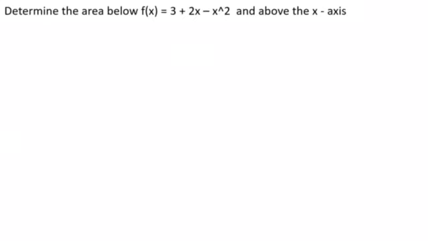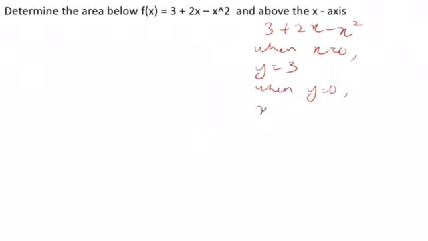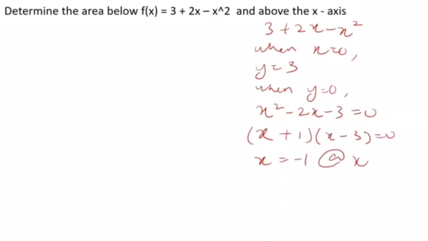So this is the last part. I'm going to show you how to solve this type of question, which is the area under the graph. When x is equal to 0, y equals 3. When y is equal to 0, x squared minus 2x minus 3 equals 0. So factorize this: x plus 1, x minus 3 equals 0, x equals -1, x equals 3.